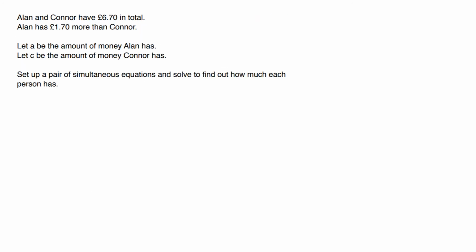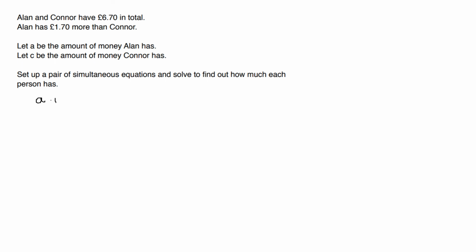And our final question for today: Alan and Connor have £6.70 in total. Alan has £1.70 more than Connor. Let A be the amount of money Alan has, and let C be the amount of money Connor has. Set up a pair of simultaneous equations and solve to find out how much each person has.